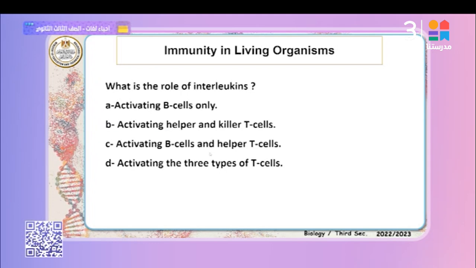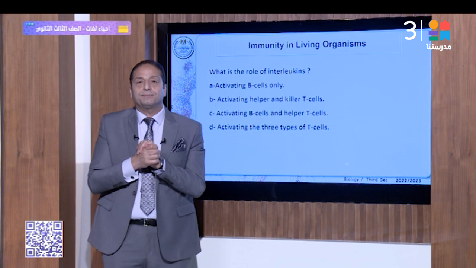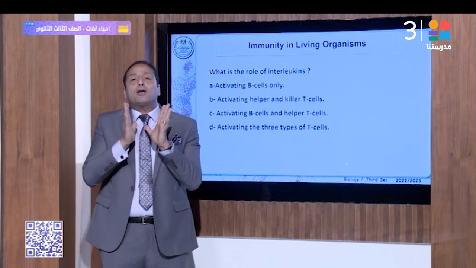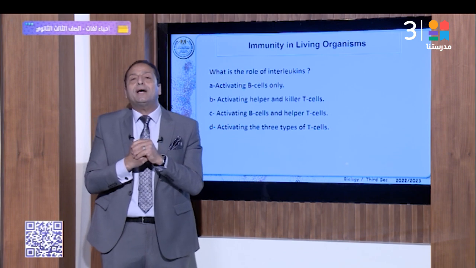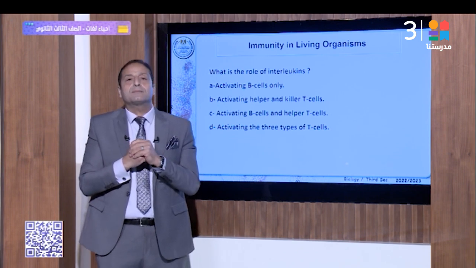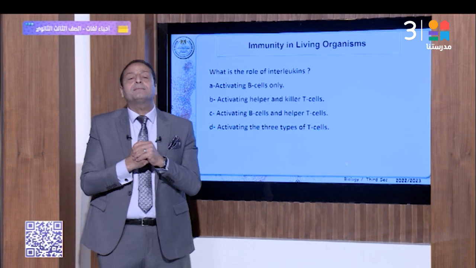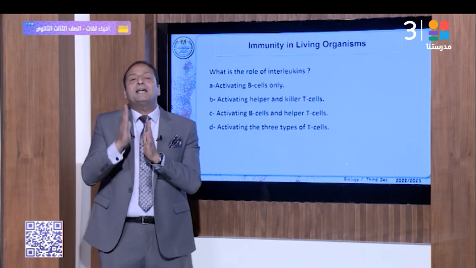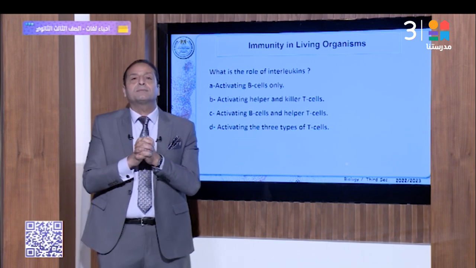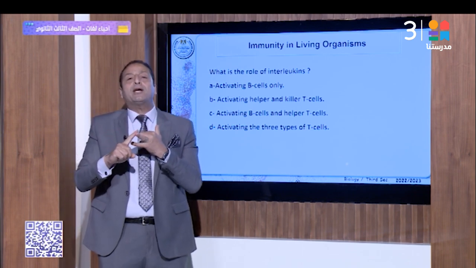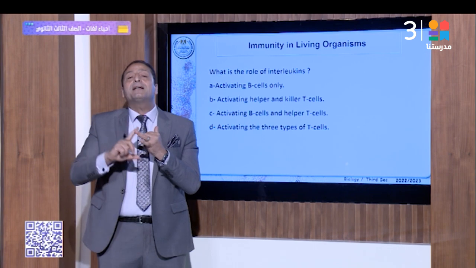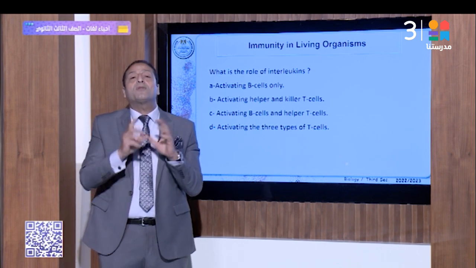What is the role of the interleukins? Pay attention, please, in this question. Interleukin is related to the third line of defense. It's called acquired immunity. If the first and second lines fail to resist the microbes and pathogens, the third line, the acquired immunity, acts through the immune response.